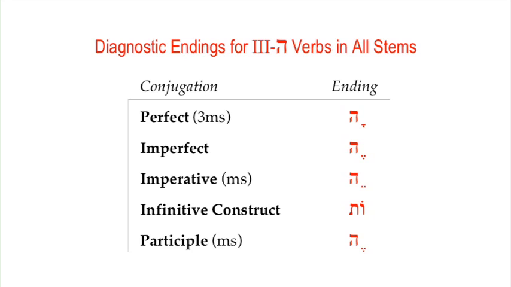In the perfect 3ms, qamets hey. In the 5 imperfect forms without a sufformative, segol hey. In the imperative 2ms, tsere hey. In the infinitive construct, holem vav tav, or oath. And in the masculine singular participle, segol hey.